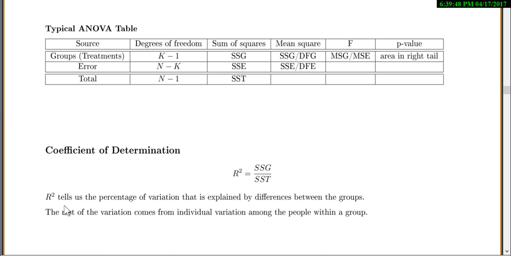Okay, so R squared tells us the percentage of variation that's explained by differences between the groups. And the rest of the variation just comes from individual variation of people within each group, just like the differences between each person. But so R squared is the percent of variation we can explain by which group you are in. So let's maybe write that, by which group you're in.